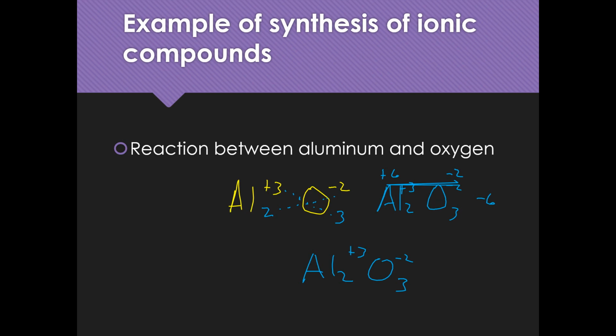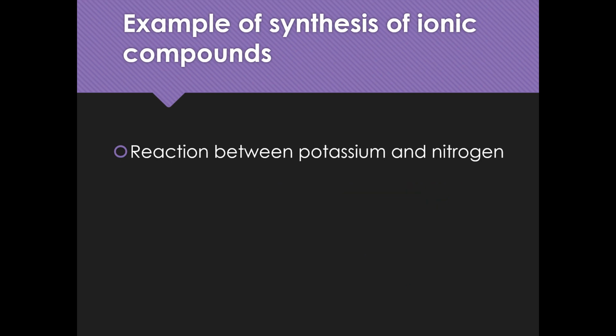Last one. Let's look at potassium and nitrogen. So we go to the periodic table, we find potassium. Potassium is a plus 1.